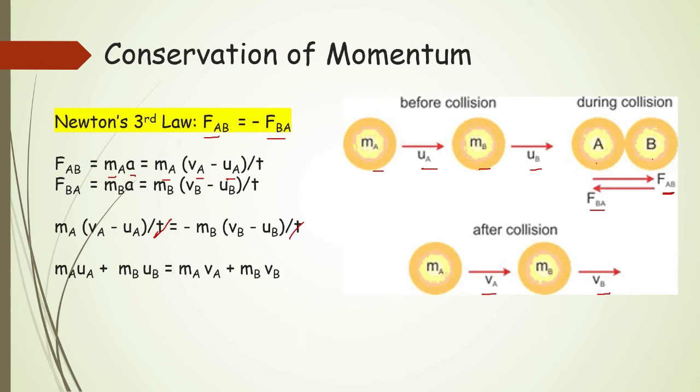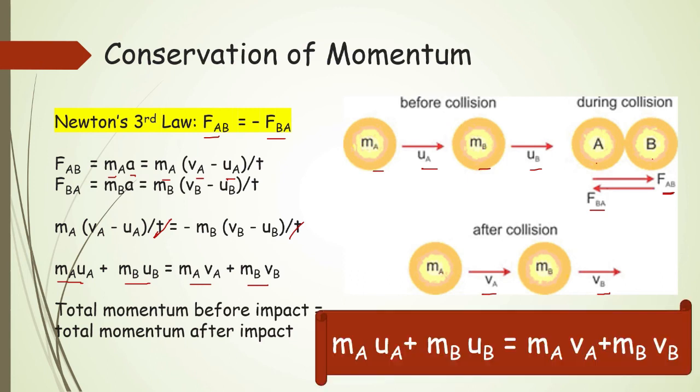Now look at this a little bit more closely. What is maua? It is the momentum of object A before impact. This is the momentum of object B before impact, and this is the momentum of object A after impact, and this is the momentum of object B after the collision. So the sum total of the momentum of the two objects before impact is equal to the sum total of momentum after impact. This is what we mean by the conservation of momentum principle. The total momentum before and after collision remains unchanged, provided of course no other external force acts on these objects.